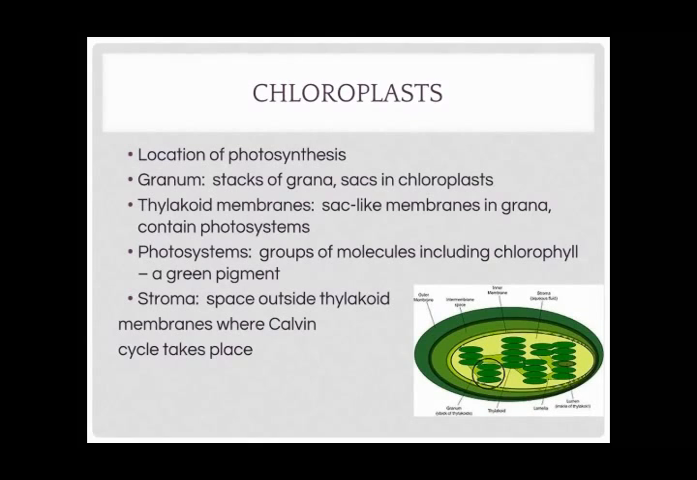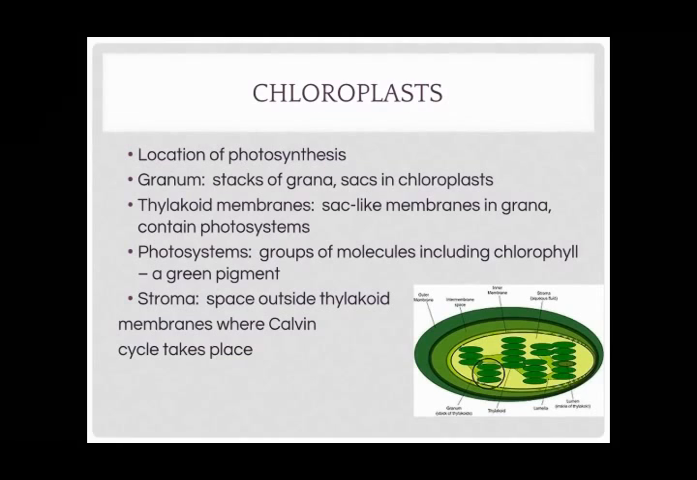Chloroplasts are the organelles within the plant that actually contain the chlorophyll. And the chlorophyll is located in the thylakoid membrane, and stacks of thylakoid membranes are called granums. You can see in this diagram that we have stacks within the chloroplast of thylakoid membranes, and that's where the light reactions are going to take place.